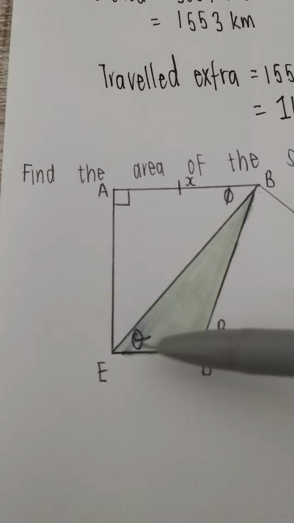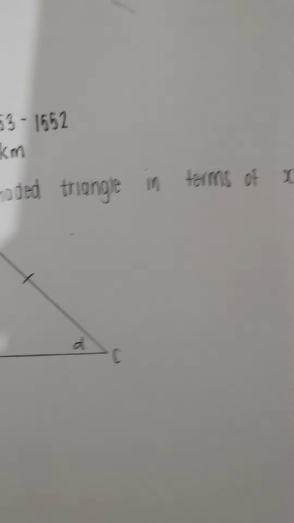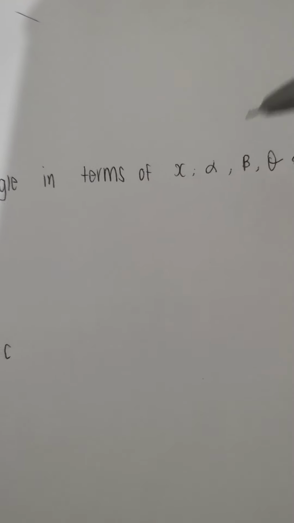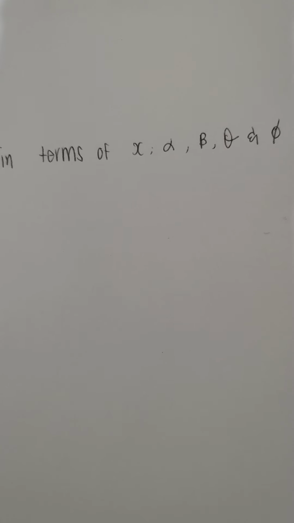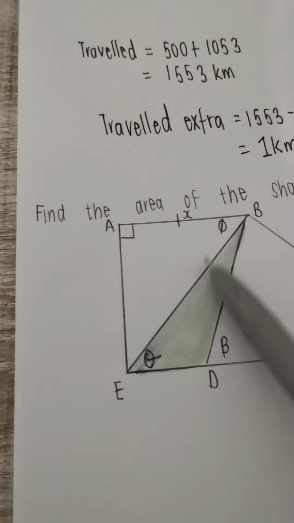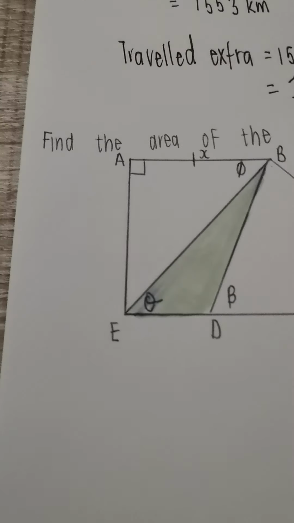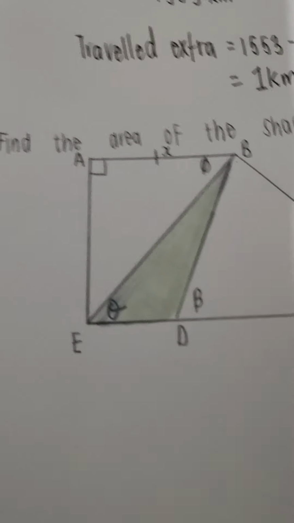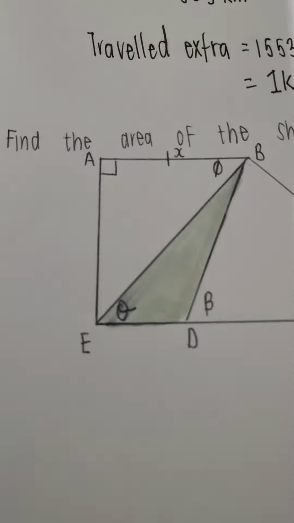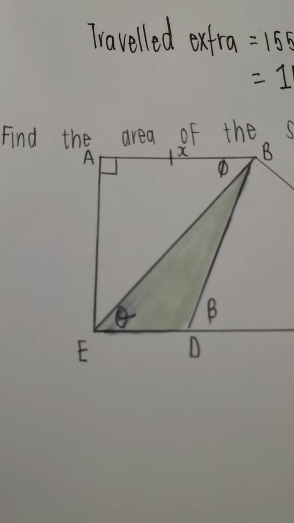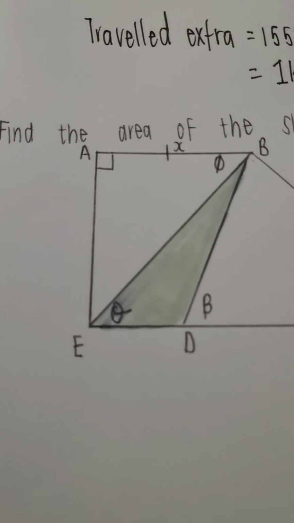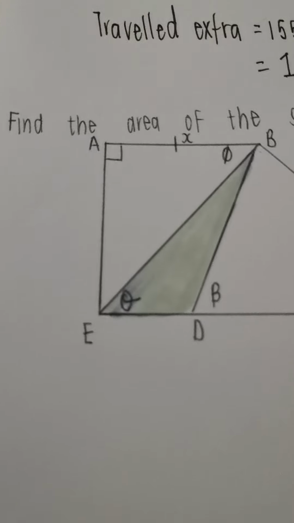It says find the area of the shaded triangle over here in terms of x, alpha, beta, theta, and I don't even know how to pronounce that symbol over there. I should double check, I'm not too sure. But yeah, we need to find the area of this shaded triangle in terms of all of those variables. So how are we going to do that?